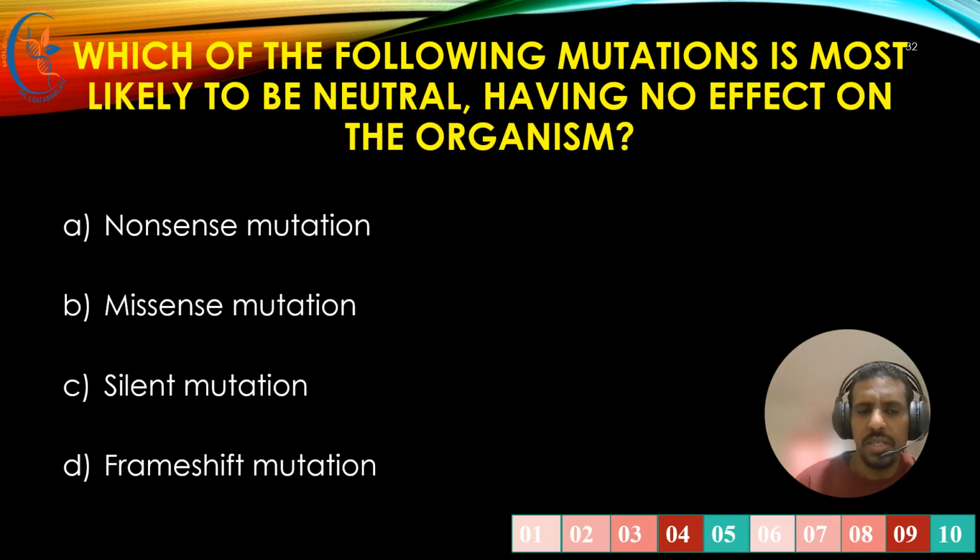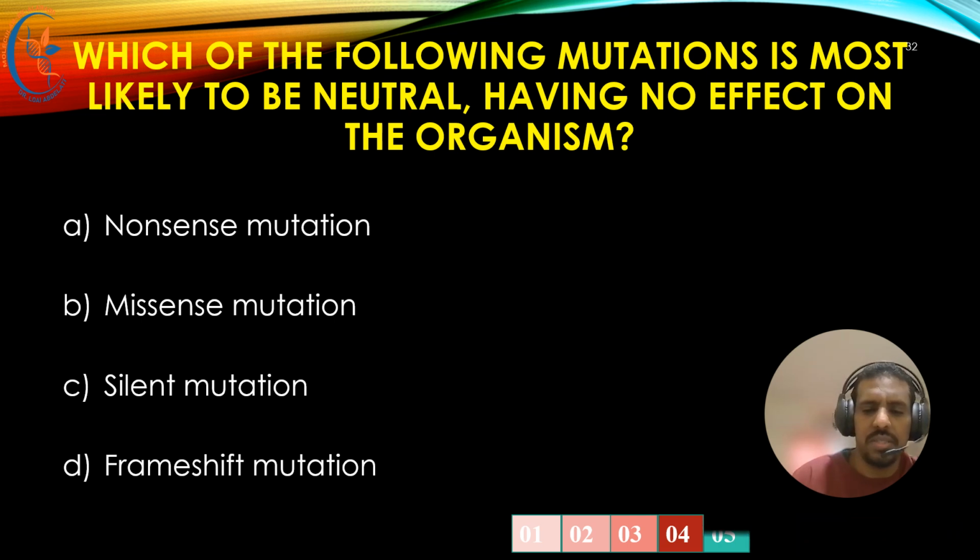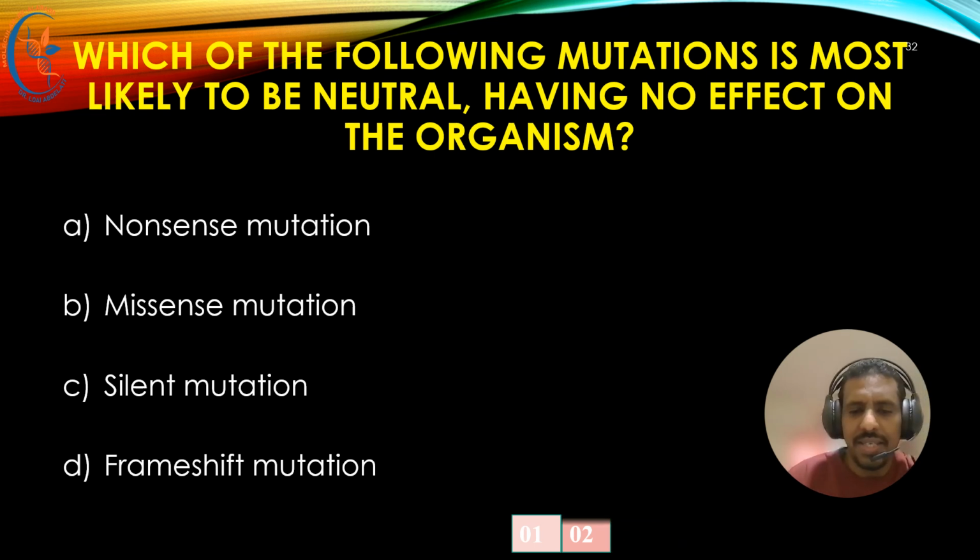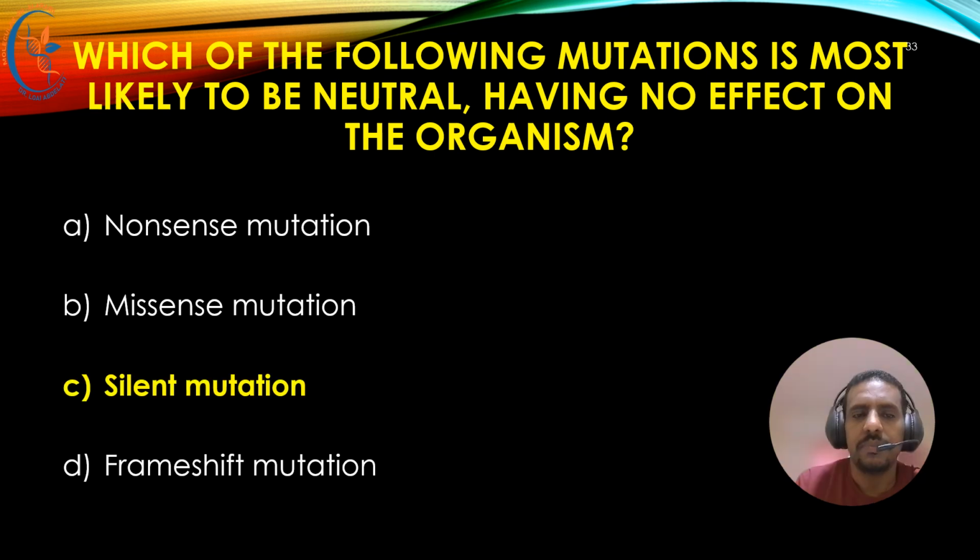The question here says, which of the following mutations is the most likely to be neutral, having no effect on the organism? Nonsense mutation, missense mutation, silent mutation, or frame shift mutation? Thinking, thinking, thinking, and let's see the correct answer. Silent mutation. Silent mutations do not change the amino acid sequence of a protein and therefore typically do not affect the protein's function or the organism.